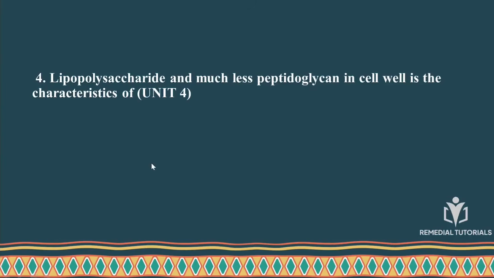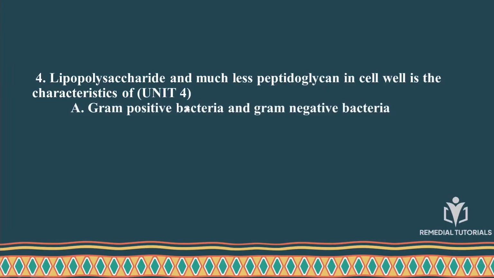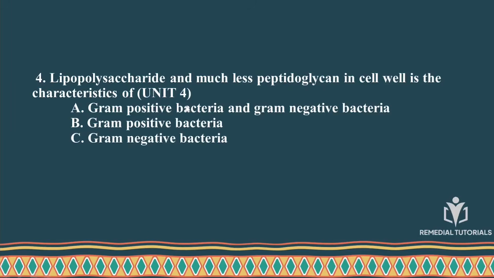Lipopolysaccharide and much less peptidoglycan in the cell wall is a characteristic of, this is from unit 4. A. Gram positive bacteria and gram negative. B. Gram positive bacteria. C. Gram negative bacteria.